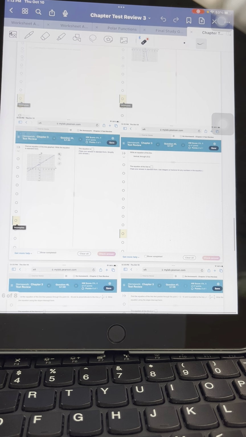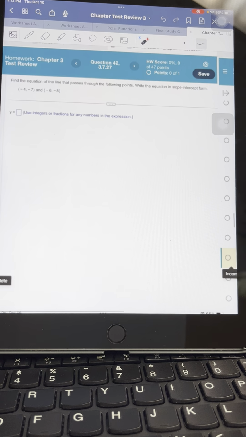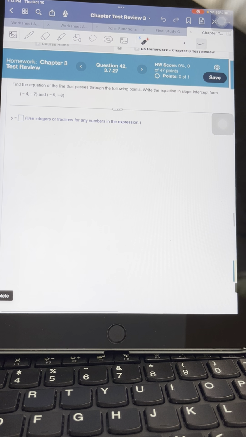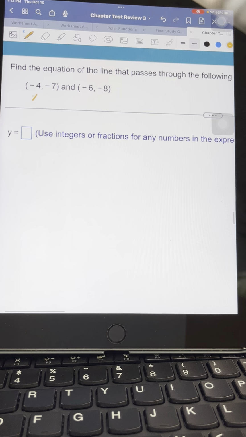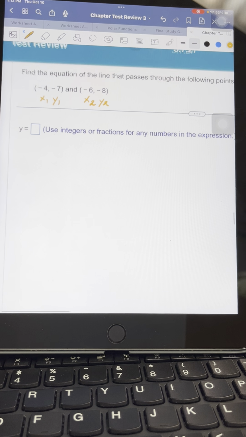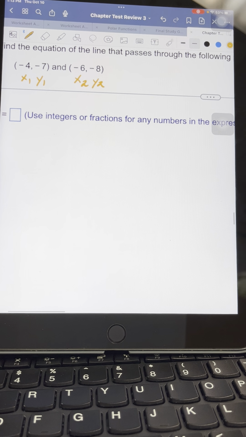Okay, let's see this one. Okay, guys, same thing. Find an equation of the line that passes through the following points. Write the equation in slope-intercept form. So x1, y1, x2, y2. So my slope is, what is negative 8 minus negative 7? That would be negative 8 plus 7, which is negative 1. What is negative 6 minus negative 4, which is plus 4, and negative 2. So my slope is just 1 over 2, correct?